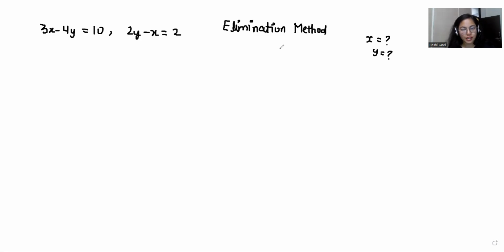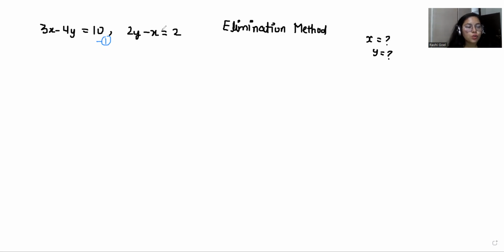My name is Rashi Goel, and in this video we are going to solve these two equations with the elimination method. So our first equation is 3x minus 4y equals 10, and our second equation is 2y minus x equals 2.